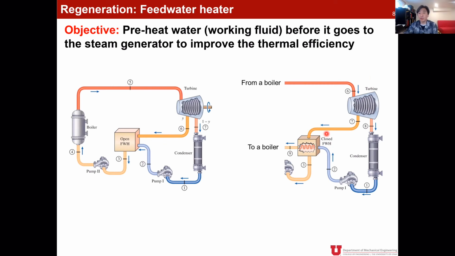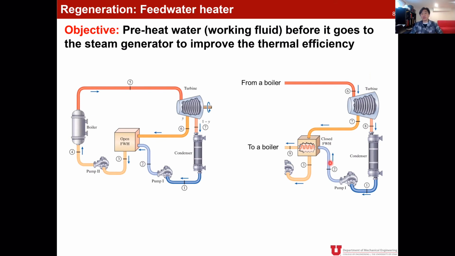Okay, so there are also different types of closed feed water heater, but I'm going to stop here. What you have to remember is that yes, we also can use the regeneration concept for the Rankine cycle, and second, there are two types of feed water heater to make use of the regeneration. One is more like bathtub mixing. The other one is more like a heat exchanger.